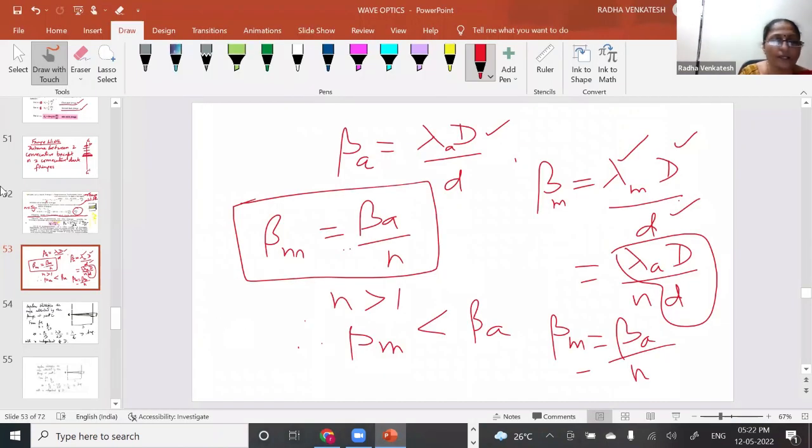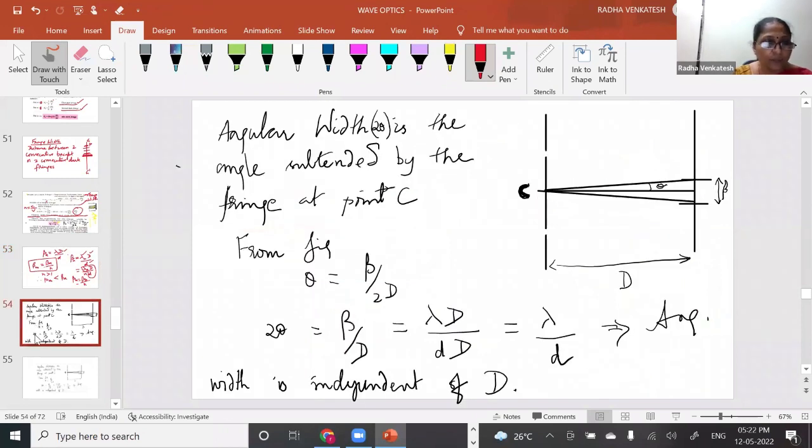Then one more point that they very often ask is all about the angular width. So how do I write my angular width? How do I measure my angular width? Which is that angular width? Which is that angular width, teachers?